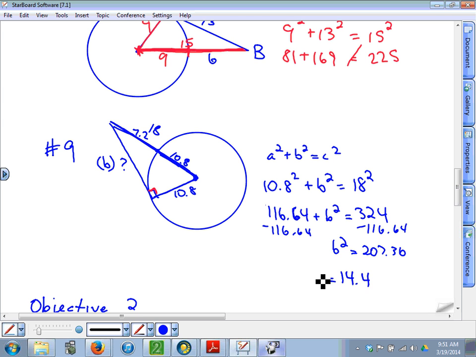And again, b equals 14.4. Okay? So if you're there, continue on to do 9, 10, 11, and 12, but you guys stop on 13. That's a new topic we haven't got to yet. So finish up through 12.